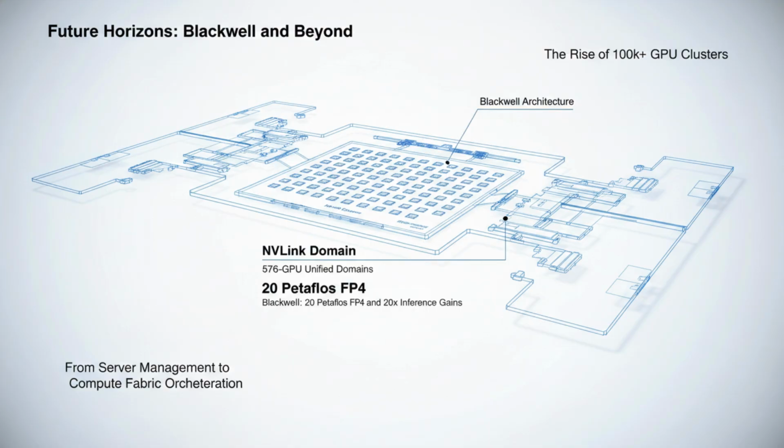We are currently looking at the transition to the Blackwell architecture. Blackwell pushes the limits further with 20 petaflops of FP4 compute and a 20x performance increase for LLM inference. It introduces a dedicated decompression engine and second-generation transformer engine. But the real story is the NVLink switch chip, which allows up to 576 GPUs to talk to each other in a single NVLink domain. We are moving toward the 100,000 GPU cluster.